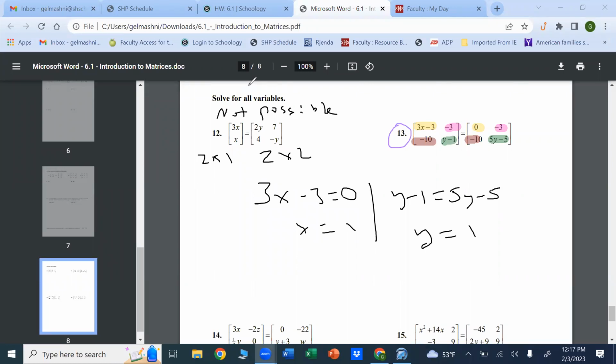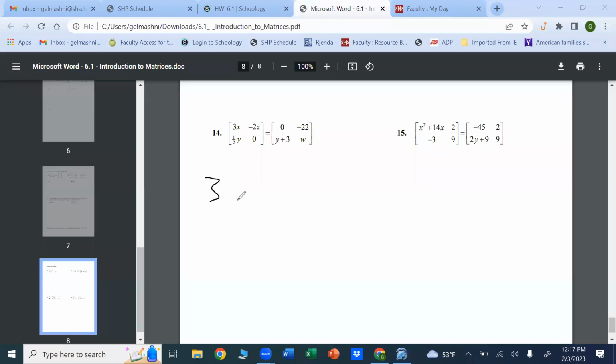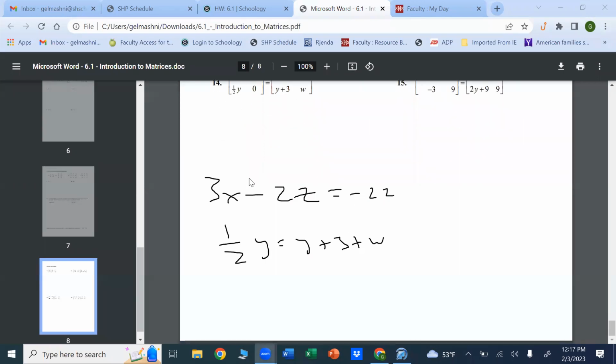Sure. Yeah, because the other numbers are going to cancel out anyway. Because, for example here, you could say 3x minus 2z equals negative 22. That's possible. Or you could say half y equals y plus 3 plus w. You could say that. I guess number 12 you could do that.